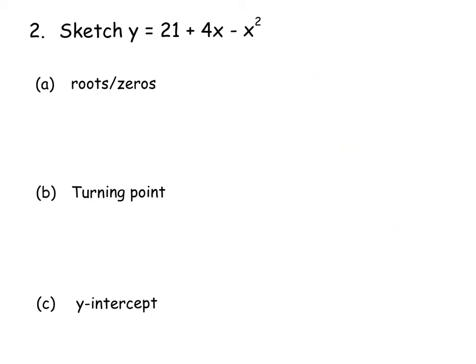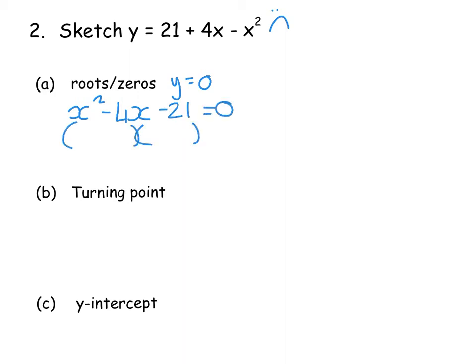For the second one, we're going to sketch 21 plus 4x minus x squared. The first thing to notice is that because that's a negative x squared, I know I've got a wee sad face on this one, okay? Your roots are when y equals 0. So I'm going to put that equation equal to 0, but I'm going to move everything to the left-hand side and turn that into a positive x squared. That gives me positive x squared minus 4x minus 21, all equals 0.